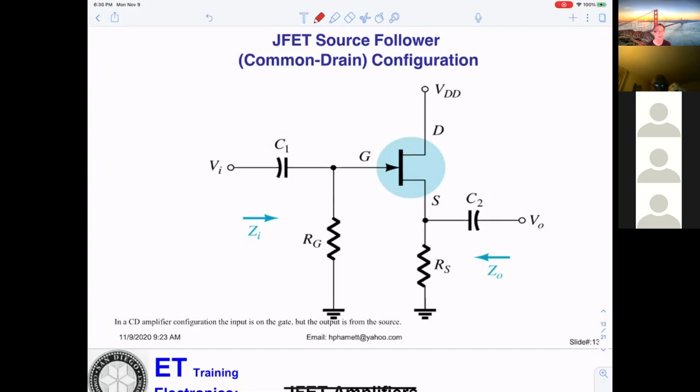So you already know C1 is the DC blocking or AC coupling. C2, same thing. They're also telling you the input impedance. And where is the output impedance? Z out or Z in.